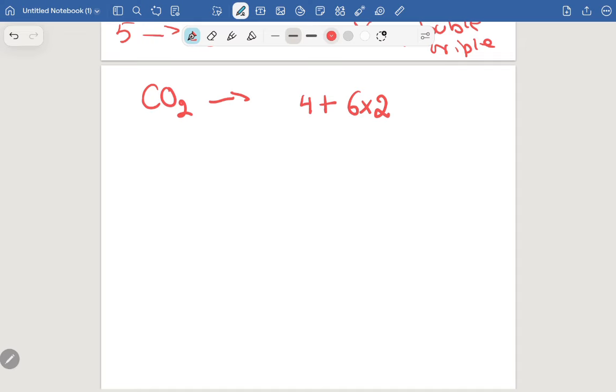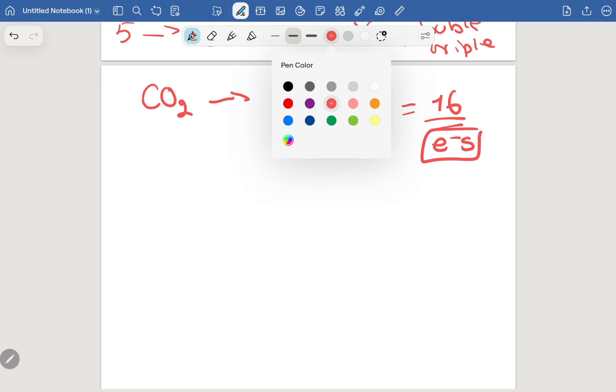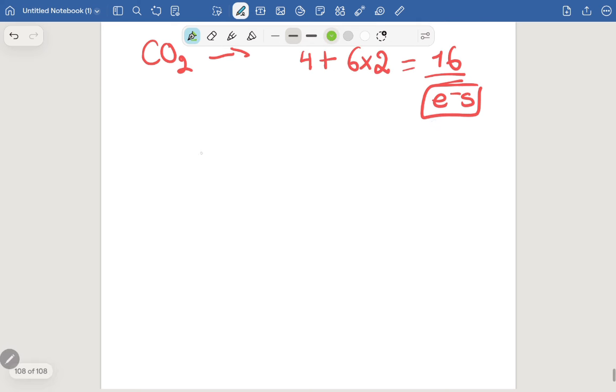It's not gonna be equal to 0, my bad. It's gonna be equal to, let me get my calculator, 4 plus 6 times 2. It's gonna be then 16. What does 16 mean? That means 16 electrons should be found in total in the CO2. So first thing we do before we proceed is we choose a central atom, which in our scenario would be carbon, because the carbon is less electronegative than the oxygen.